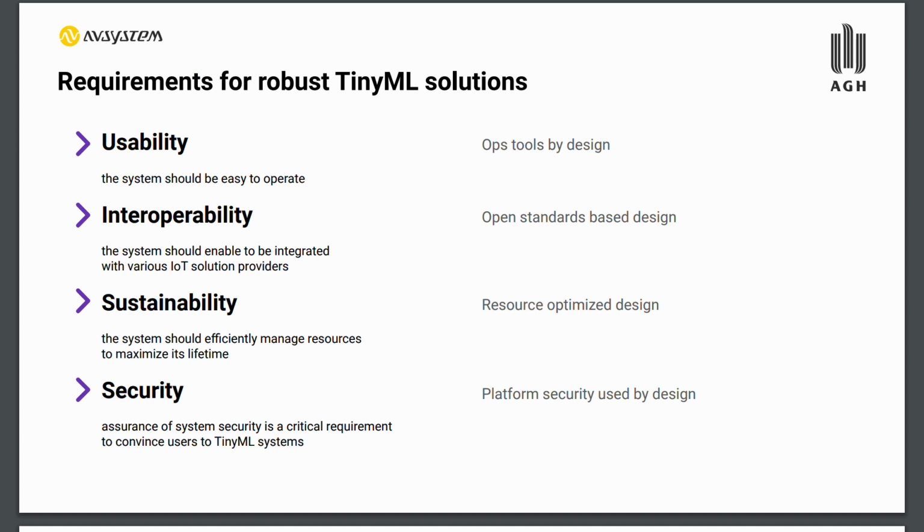So we have been thinking about what kind of requirements robust solutions should have, and these are the 4 ones that we have agreed on. One is usability. This means that the deployed system especially needs to be easy to operate, and the response is to be thinking about ops tools already during the design phase of the IoT solution.